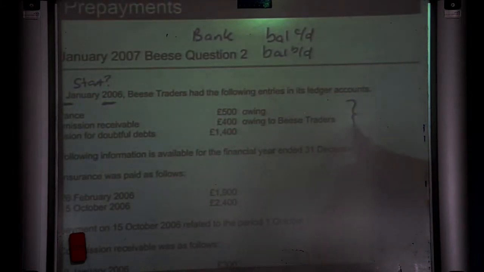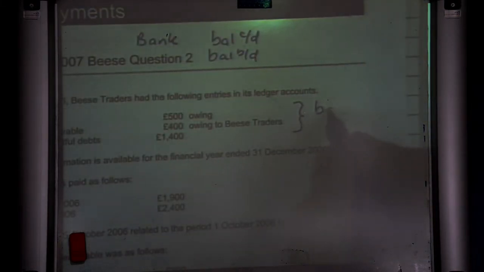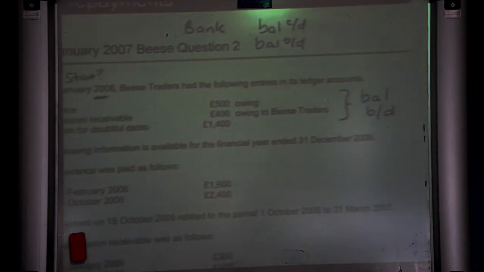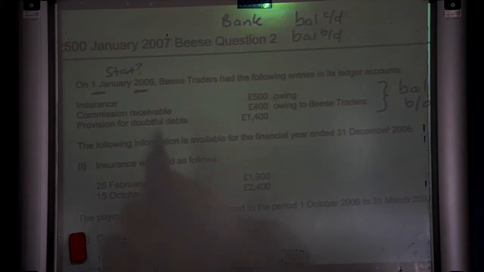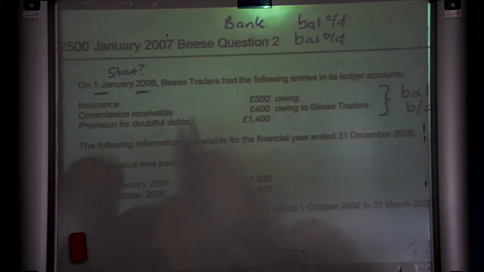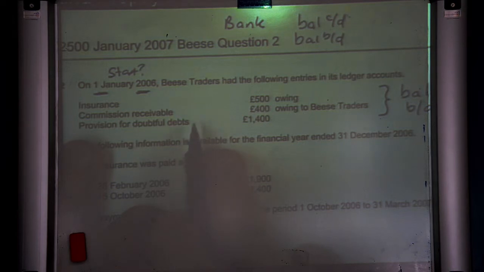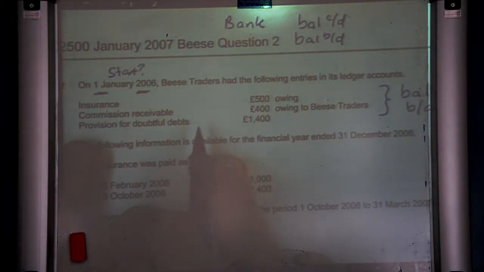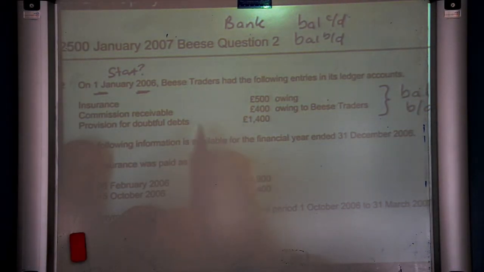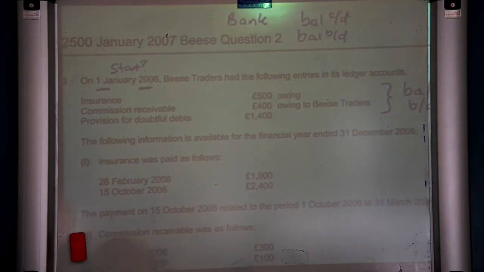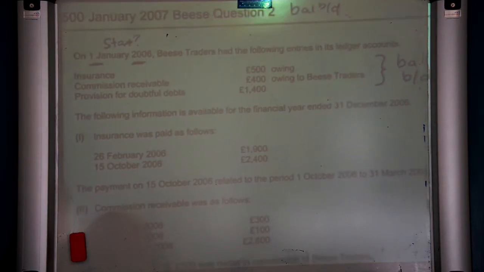So guess what? All of these items you should be looking at thinking, hey presto, I've just found all of my balances brought down. There they are there, alright? I've got insurance, which was owing last year. I've got commission receivable that was owing to us last year. And I've got provision for doubtful debts. Okay, cool. So, provision for doubtful debts doesn't normally come in an accruals and prepayments question, but we'll do it anyway, alright? This is going to be a good chance for us to explore some other learning.